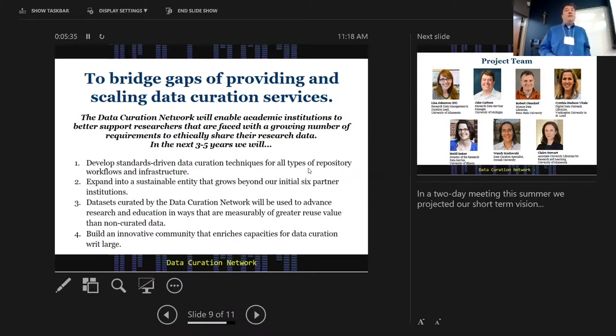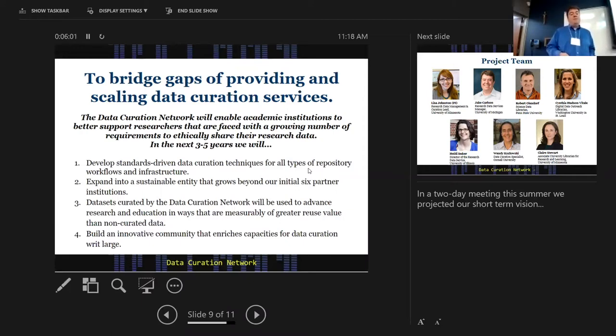We really want to expand our network to grow beyond our initial six partners. We really want this to be a collective thing that we're all working together to share and to develop expertise in. We want data sets that are curated by the Data Curation Network to advance research. We can do these things and curate data, but without impact and meaning and value, what's the point? Can we demonstrate that impact? Can we show the value for people of data sets that are curated by this network?